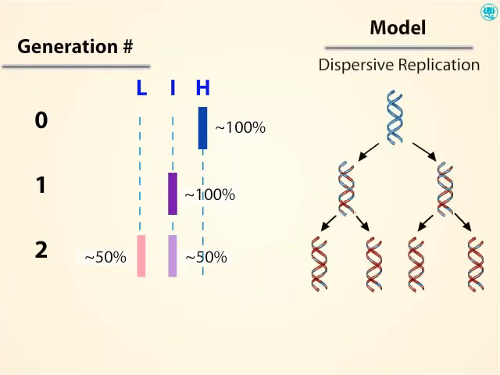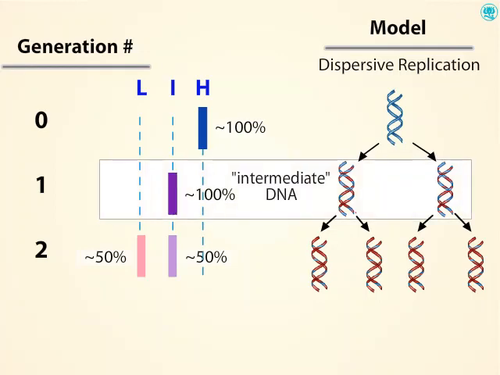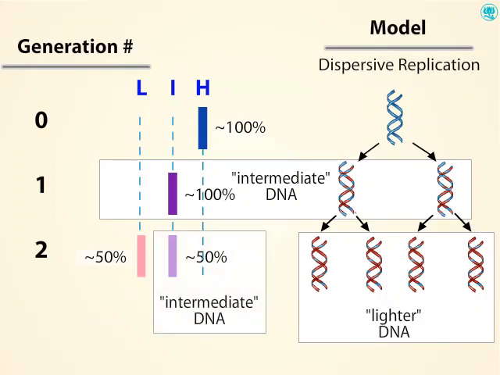According to the model, after one generation, all of the DNA would be in the intermediate form, which is indeed consistent with the experimental results. In the model, after 2 generations, all of the DNA would be in a lighter form. However, the experimental results show that half of the DNA is actually in the intermediate form, and so we can reject this model of replication.